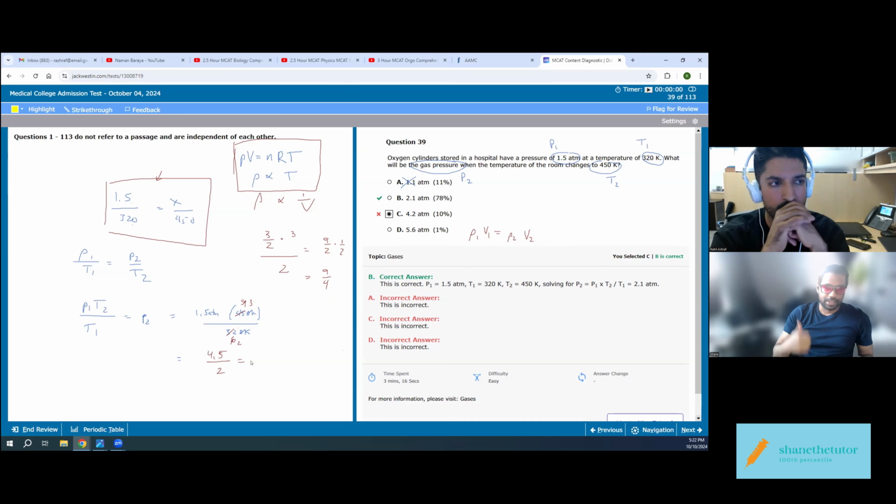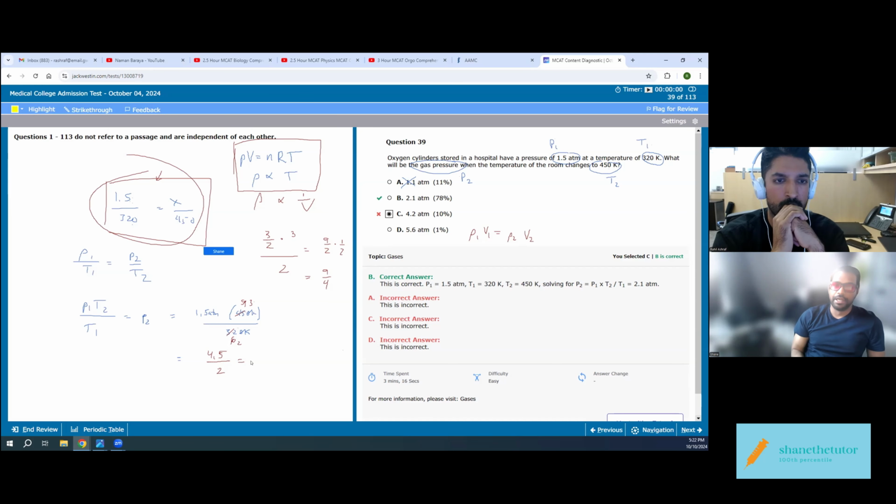So for this question, you start off with the ideal gas law to identify the proportionality between the values that they give us. They give us pressure and temperature, and we know from the ideal gas law that pressure is proportional to temperature, and that means you can just do this nice proportion here. But if they had given you pressure and volume, pressure has an inverse proportion to volume, and you won't be able to do this type of proportion. It would have to be this type.